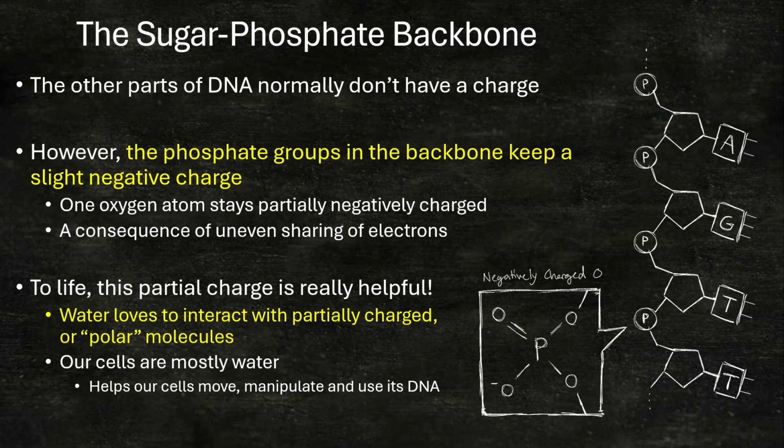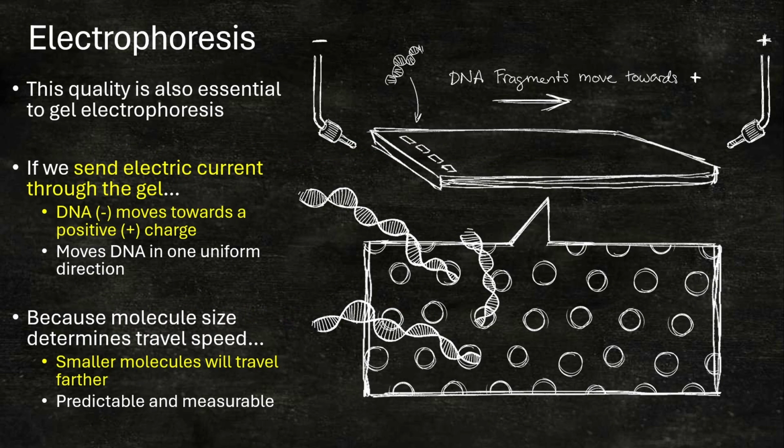It allows us to actually utilize DNA as a storage of information, effectively a massive library of protein instructions that we can go back to at any time to look at how to make this or that specific protein. Now this quality, the negative charge of DNA, is also essential for gel electrophoresis. This is because if we send an electric current through that gel when DNA is in it, the negatively charged DNA is going to be attracted to and move towards the positively charged side of that electrical current. DNA is always going to move in a uniform direction from one side to the other side.